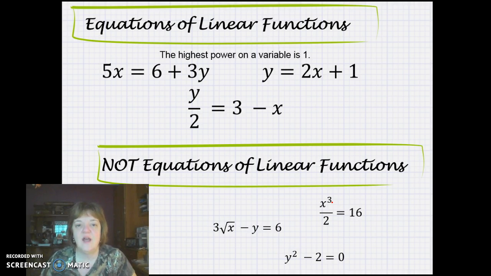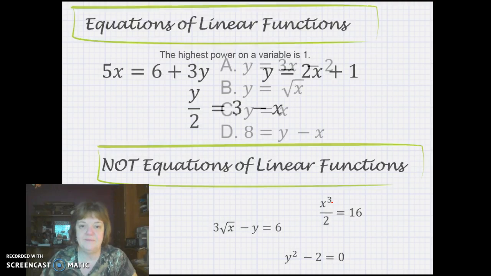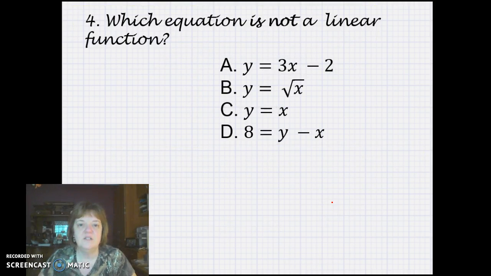Big difference. Now, I want you to think about that word linear. I know I've told you this before. The word linear has the word line in it. So when it says linear function, we're talking about functions that make lines when we graph them. So, which equation is not a linear function in this one?